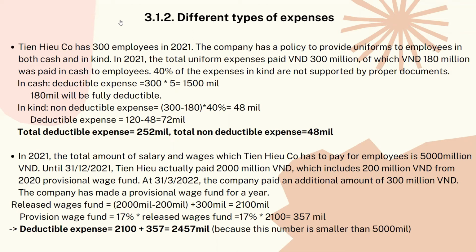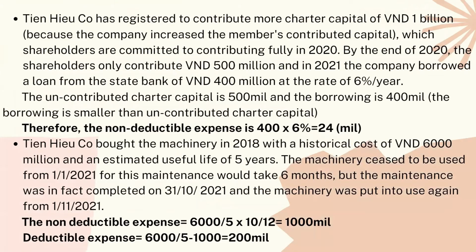The next case, Tiên Hiếu has registered to contribute more charter capital of 1 billion, and the shareholders are committed to contribute fully in 2020. By the end of 2020, the shareholder only contributed 5 million, and in 2021, the company borrowed a loan from State Bank of 400 million at the rate of 6% per year, and therefore the non-deductible expense is 24 million.